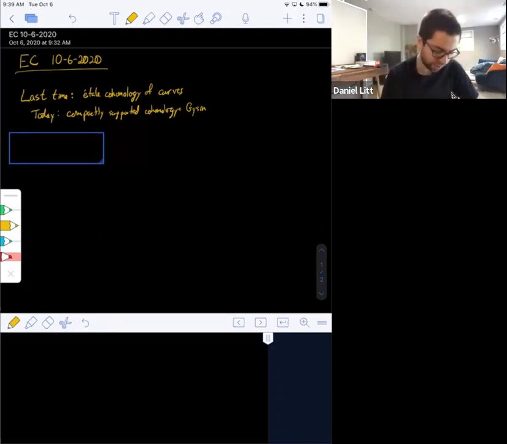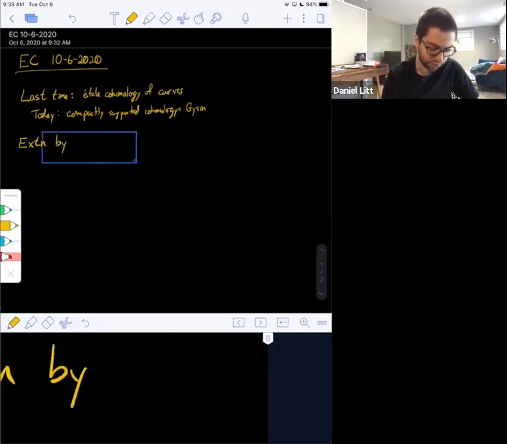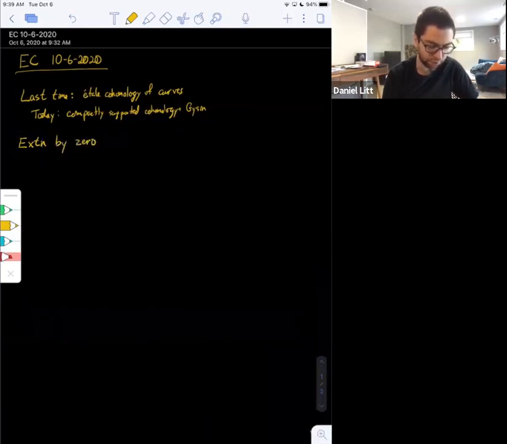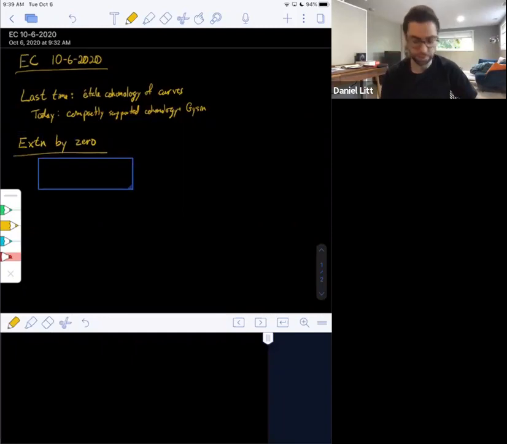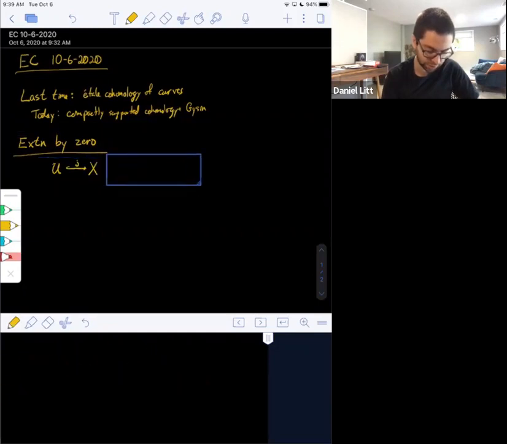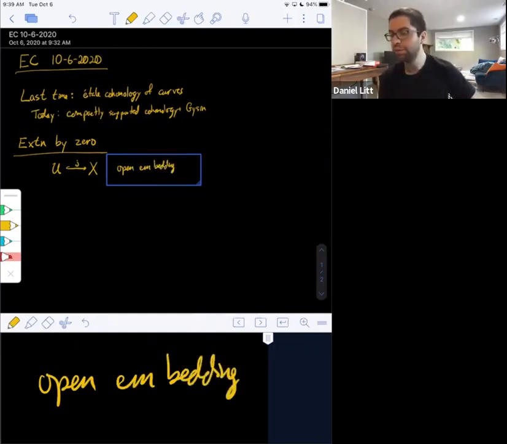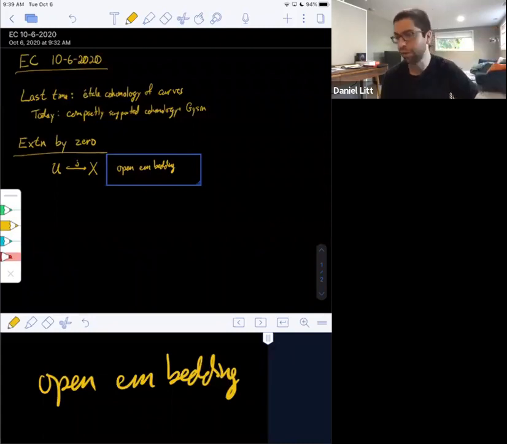In order to do that, we're going to have compactly supported cohomology, as I wrote above. I want to introduce a notion called extension by zero in order to define what that means. Maybe some of you have seen this before, but I just want to remind you. Suppose I have an open embedding U into X. We already have one way of going from sheaves on U to sheaves on X, and I want to describe another way.